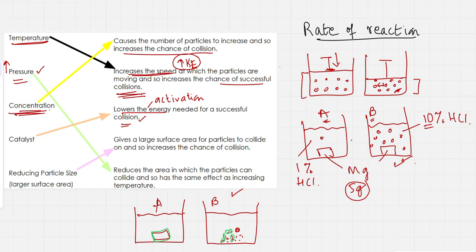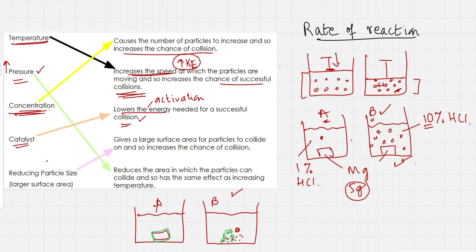So if you see over here, we have only one particle, but over here we have 10 particles. Because of which we can say that in beaker B, the rate of reaction will be much faster, because I'm pretty sure you said collisions happen more. So the more particles, the more collisions happen, and the faster is the rate of reaction then, right?